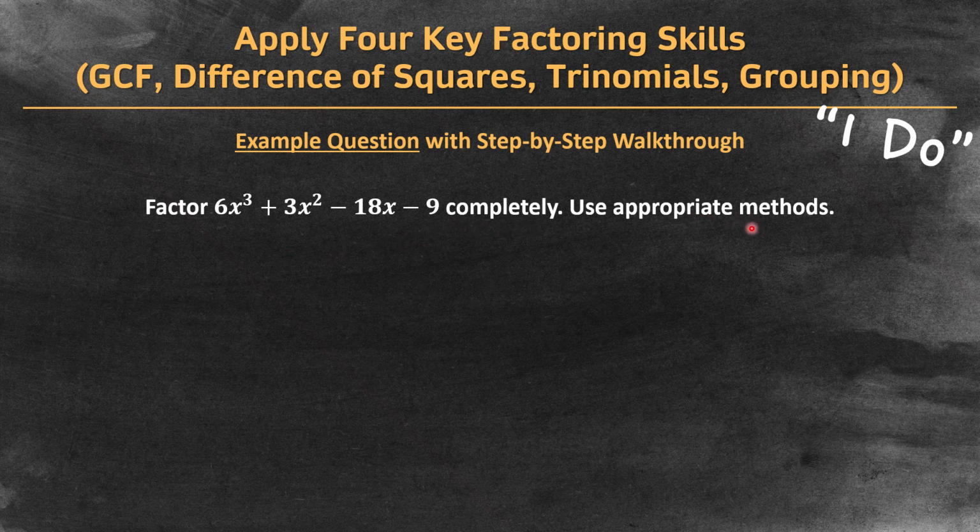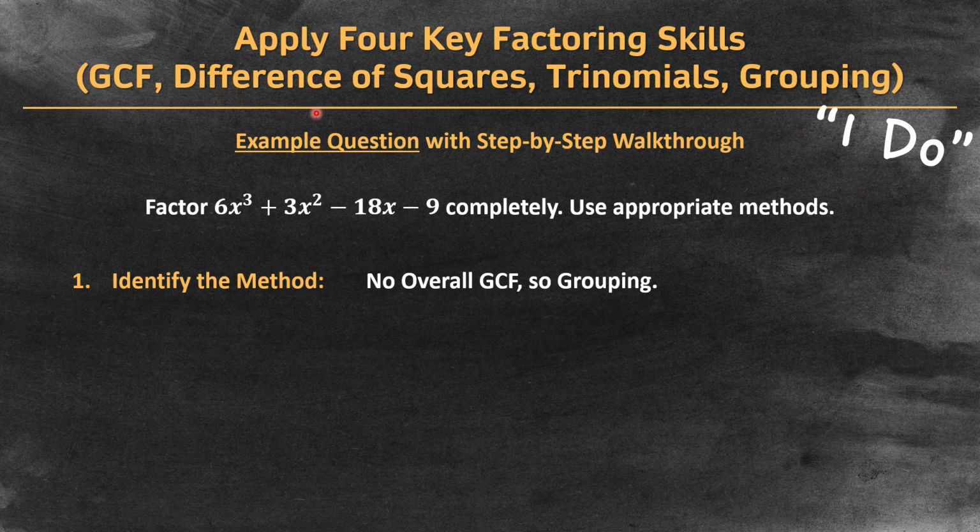Use appropriate methods. If you look at this, do you know how to do it? If you do already, amazing. However, if this is something new to you, let's pay attention. So what's the very first thing that we need to do? Number 1, we have to identify what method we can use among the 4: GCF, difference of squares, trinomials, or grouping. Now, is there a greatest common factor for the 4 terms? The answer is no. So we have to group the terms.